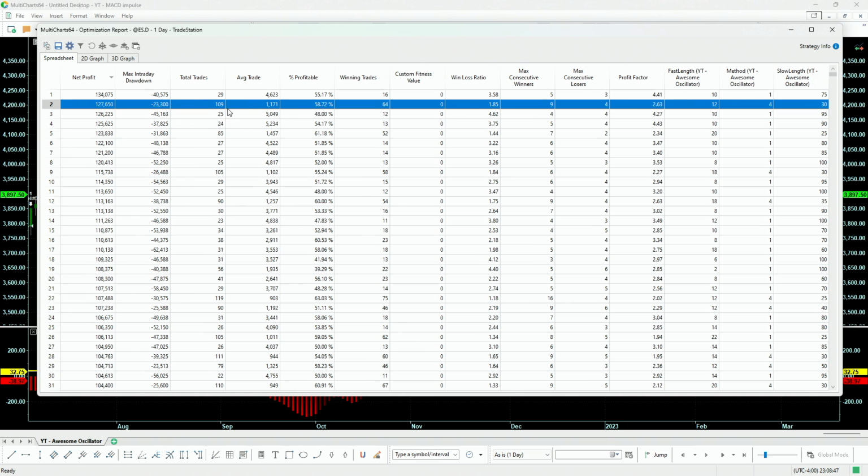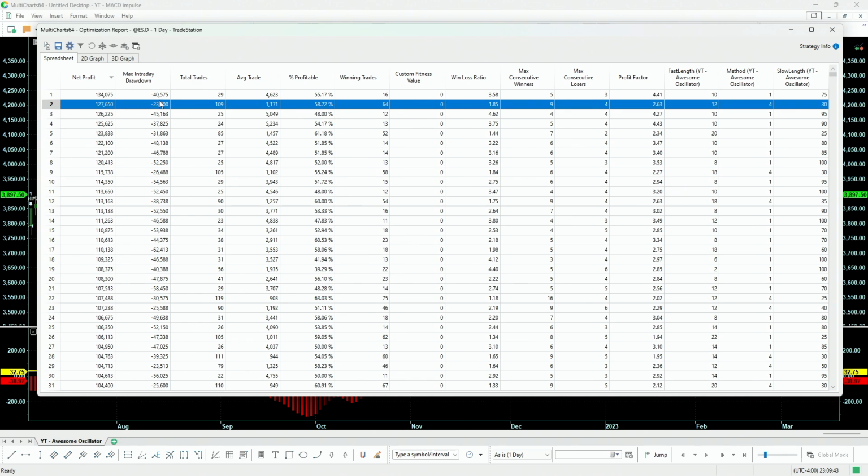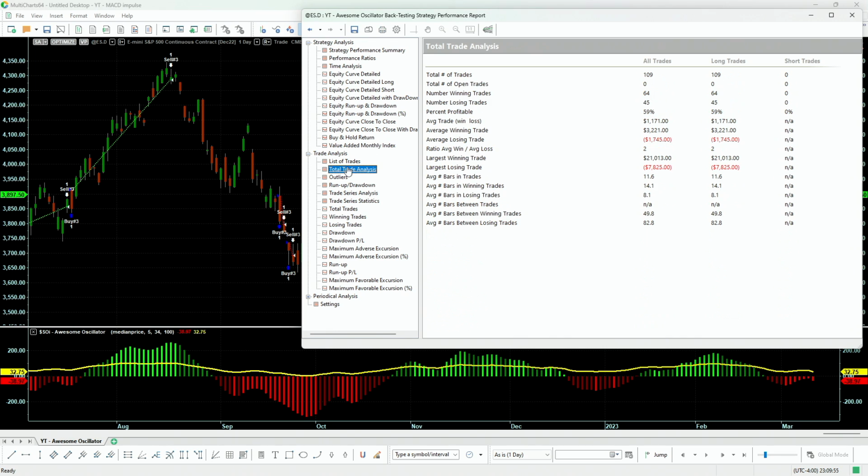And in fact, we can see easily that every time the number of trades is big, it's usually method 4. Not only do we have more trades, lower drawdown, and good profits, but there is also another benefit in method 4. So let me apply it and show you. If I go to trade analysis, look at this now.